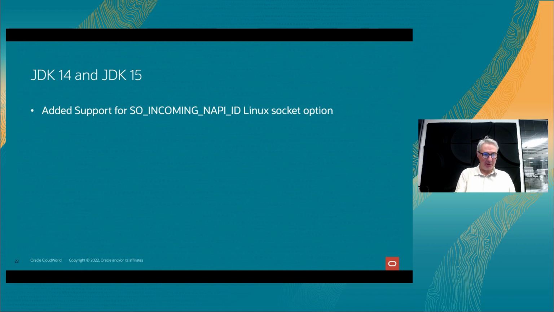So going back further, in JDK 14 and 15, we added support for a Linux-specific socket option called SO_INCOMING_NAPI_ID. This is used for certain kinds of highly scaled servers that are handling large numbers of incoming streams of messages. It allows the server to query a unique ID associated with each incoming stream, which allows streams to be grouped together in smaller numbers of threads. And this is a big efficiency gain on Linux.